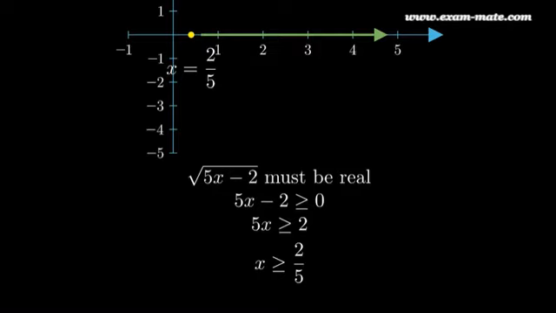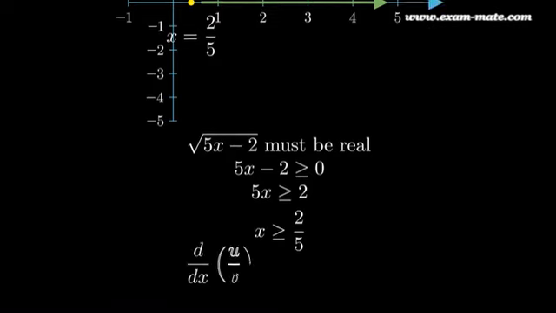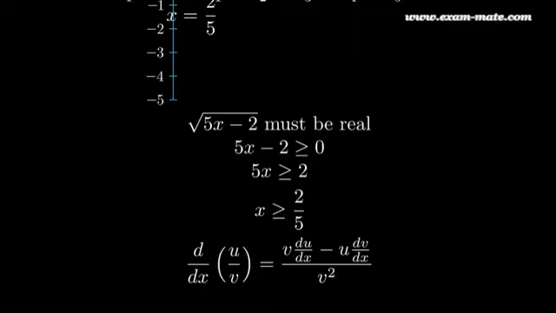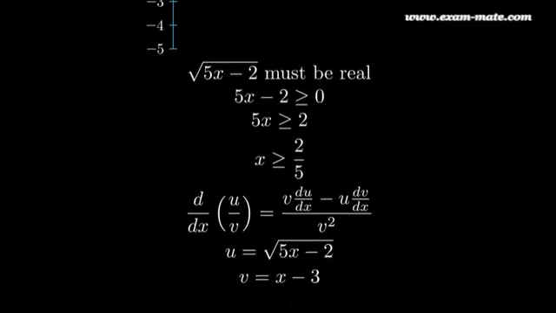Now for part B, we need to find the derivative dy/dx and show it can be written in a specific form. Since our function is a quotient, we'll use the quotient rule. Let's identify u and v. u equals the square root of 5x minus 2 and v equals x minus 3. Now we need to find du/dx and dv/dx.